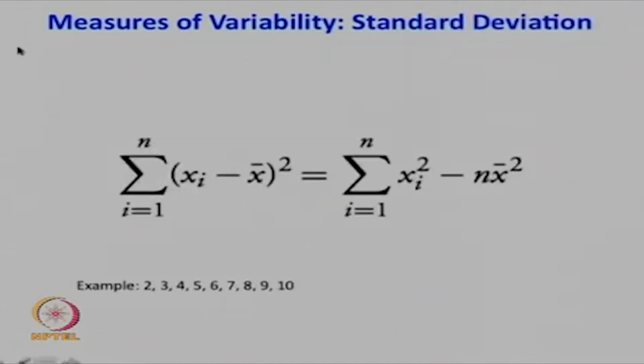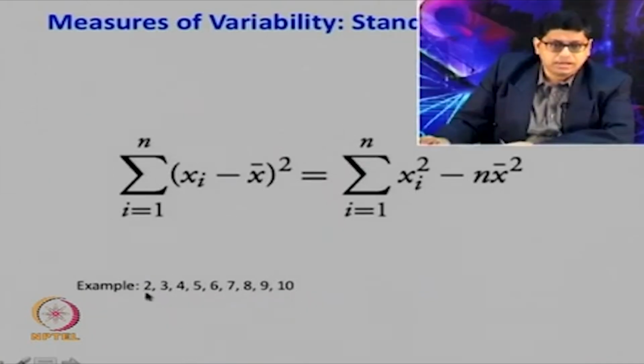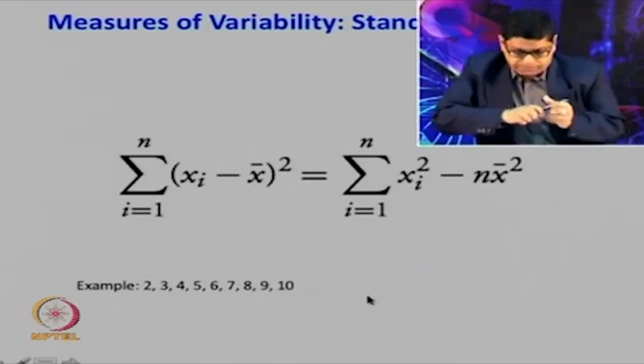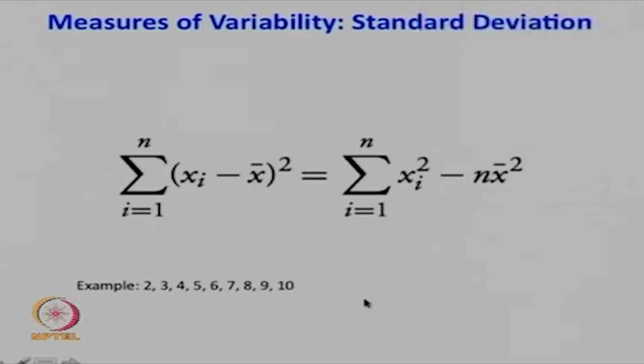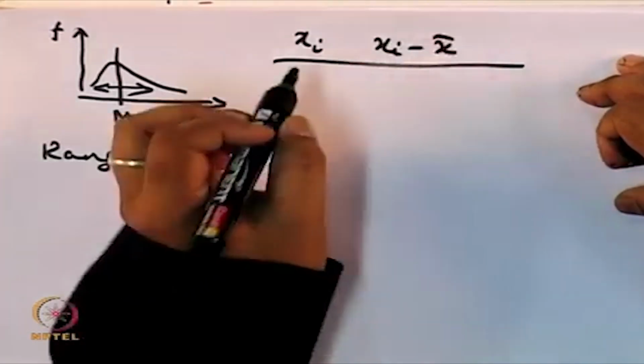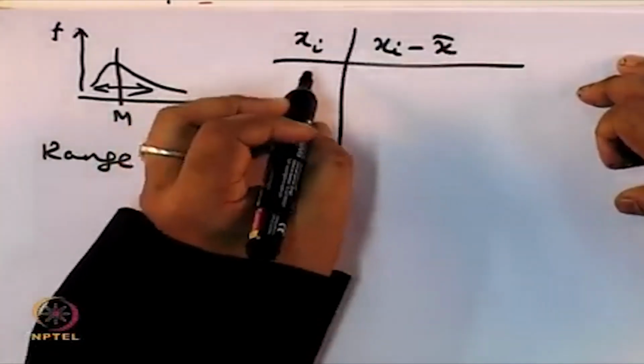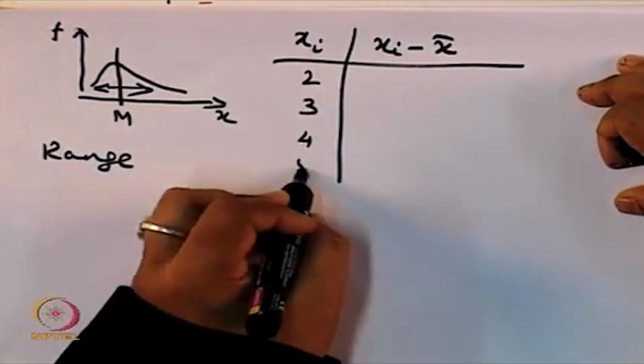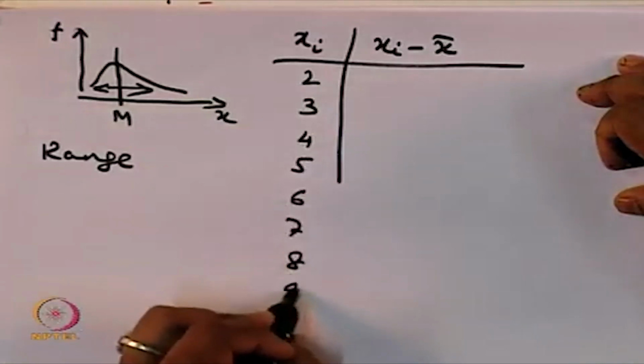We then derived an expression: when you compute the summation of xi minus x bar whole square, it is exactly the same as calculating summation x square minus n times x bar square. So, let us take this particular example and see whether this holds good or not. Let me write down the values of xi: 2, 3, 4, 5, 6, 7, 8, 9, 10.